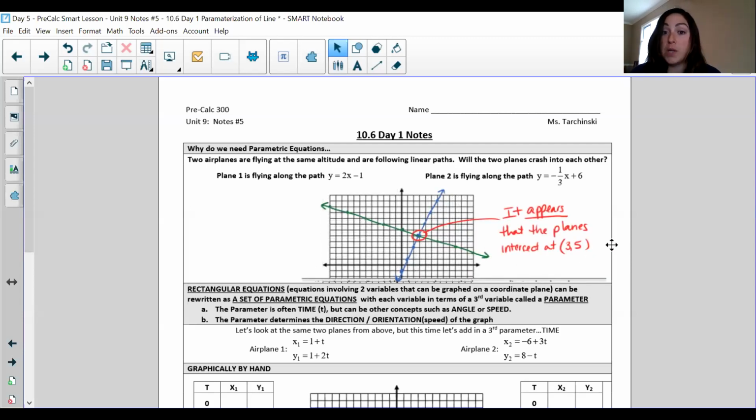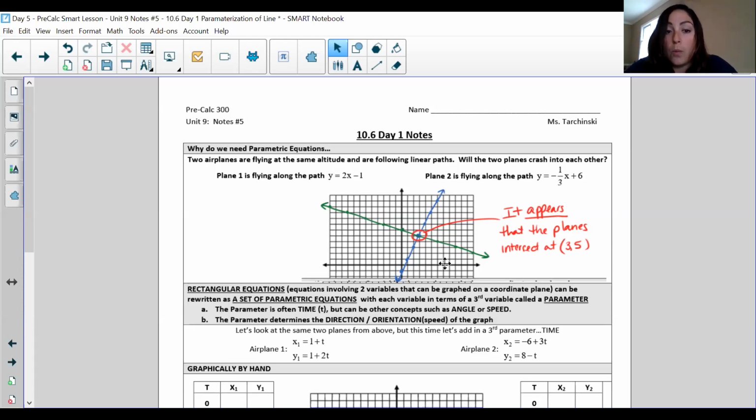So we graph the two lines. The blue line is the first plane and the green line is the second plane. And it does appear that they intersect at 3,5. But what are we not considering? We're not considering time. Yes, they are at the same place, 3,5, but are they at the same place at the exact time? That's what a parametric equation does: it takes into account a third parameter, and in this case it would be time. So not just position, but position with respect to time.